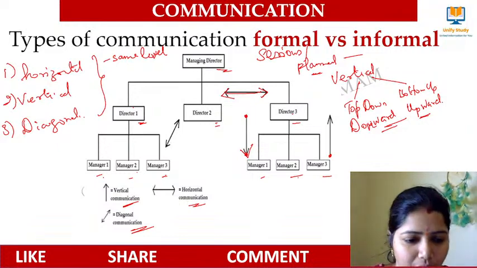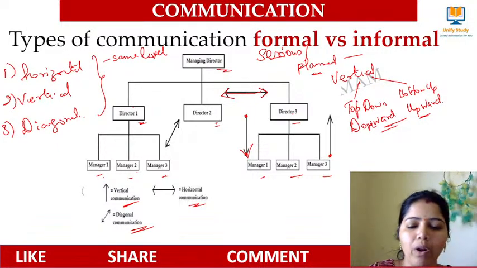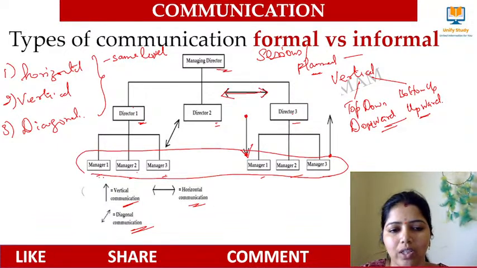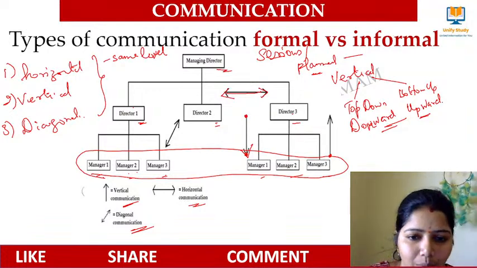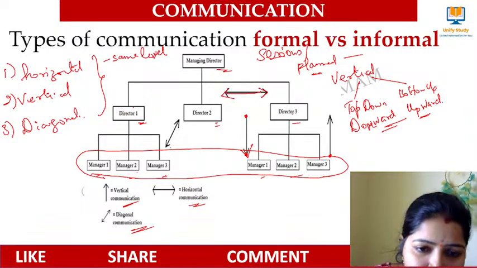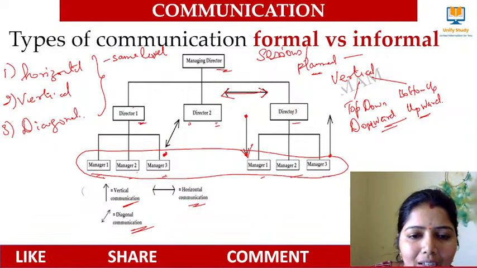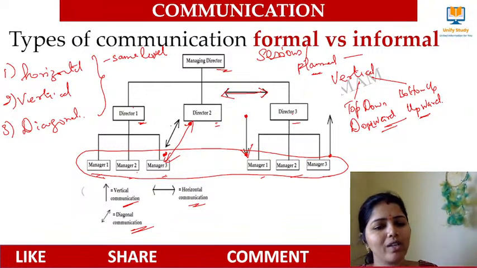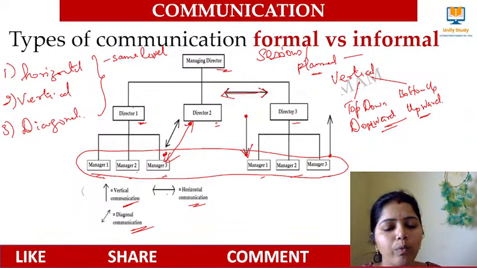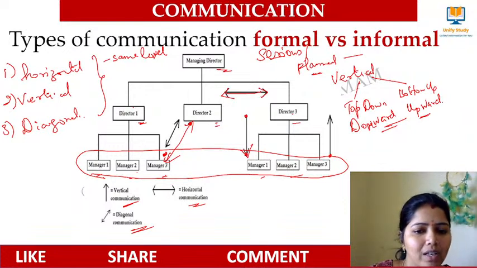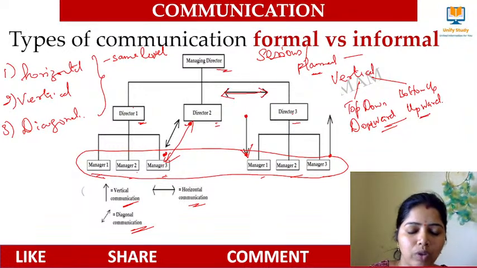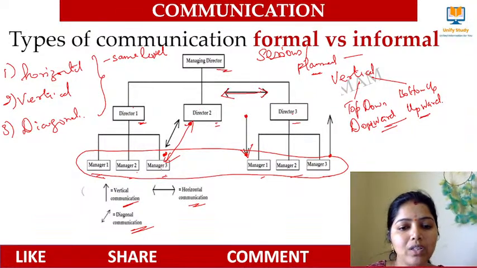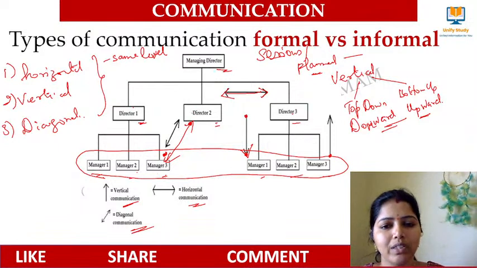Whenever people of the same level, like all these managers, talk to each other, that's called horizontal communication. When this manager 3 talks to director 2, we call it diagonal communication. This manager's higher authority is only director 1, not director 2. The person who is not his higher authority is director 2, right?